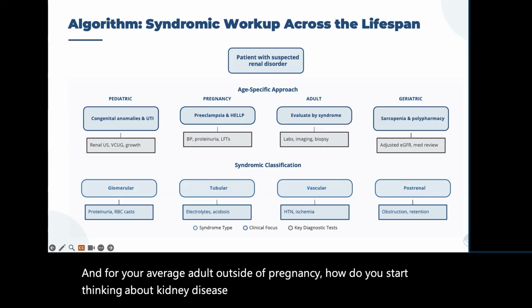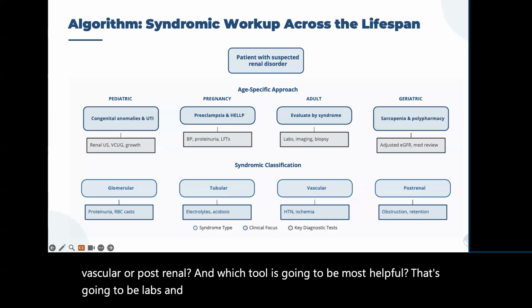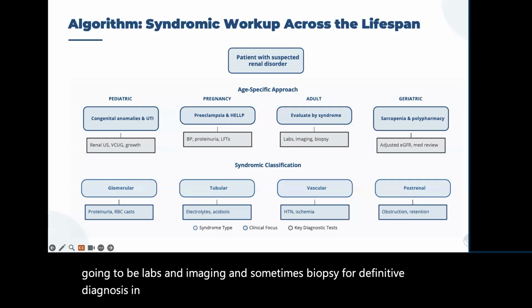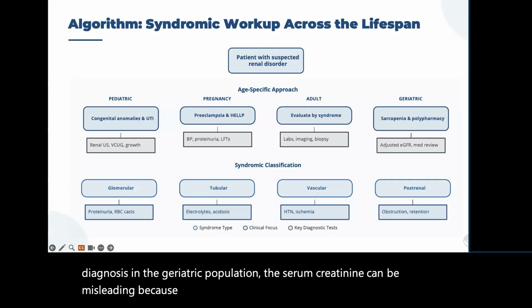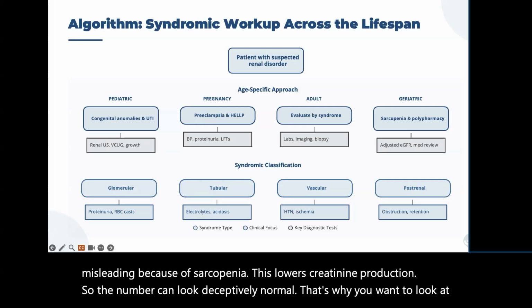By syndrome. Is it glomerular, tubular, vascular, or postrenal? And which tool is going to be most helpful? That's going to be labs and imaging, and sometimes biopsy for definitive diagnosis. In the geriatric population, the serum creatinine can be misleading because of sarcopenia. This lowers creatinine production, so the number can look deceptively normal. That's why you want to look at GFR instead.